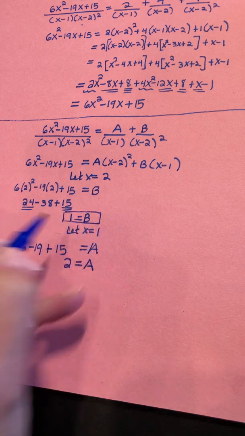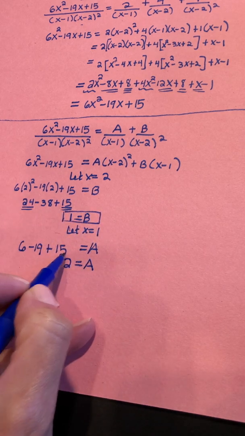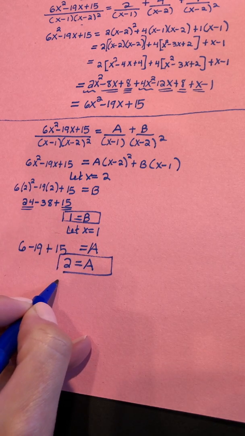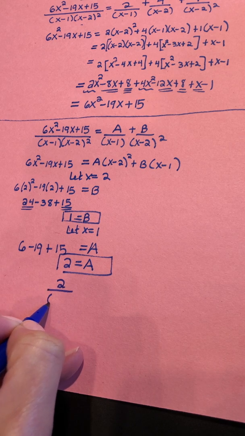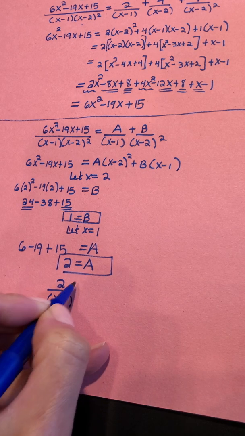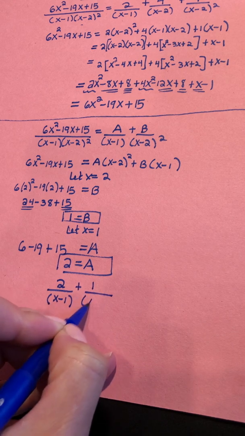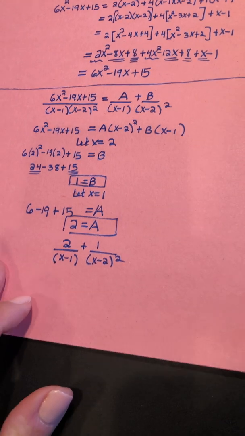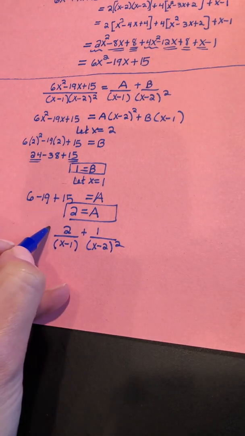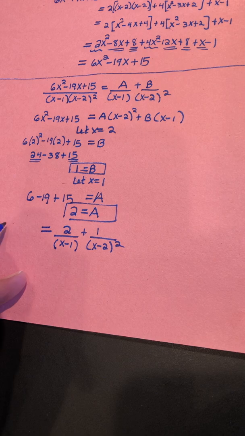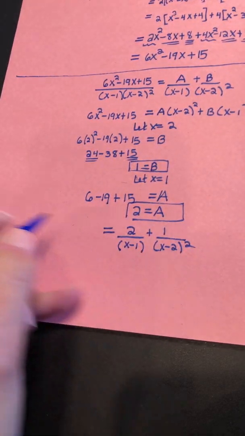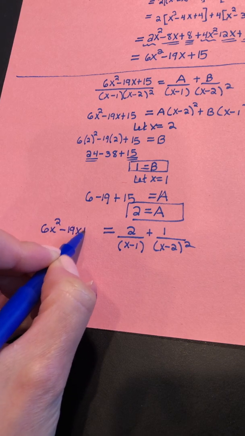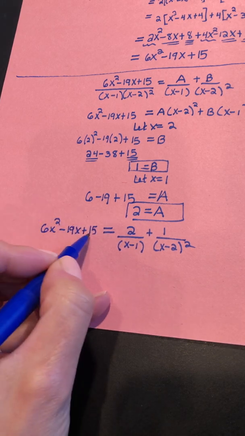Let me double check that that's right. Yes, I think that's right. So then here's what I would get: 2 over x minus 1 plus 1 over the quantity x minus 2 squared would be my final answer. And I would be very proud of myself and say, look, I solved it, right? But the problem is it wouldn't work. So let's take a second and add these together. Does that equal 6x squared minus 19x plus 15? If you thought no, you're probably right.